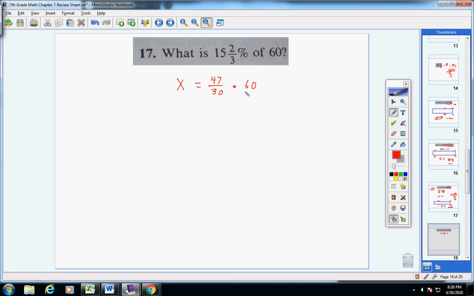So I'll put the 60 over 1 and let's get to work. 30 goes into 30 once. 30 goes into 60 twice. 47 times 2 is 94. 1 times 1 is 1. And 94 over 1 is 94. And that is your answer. Okay? Or it would be 9.4. This might be 9.4. Let's see here real quick.